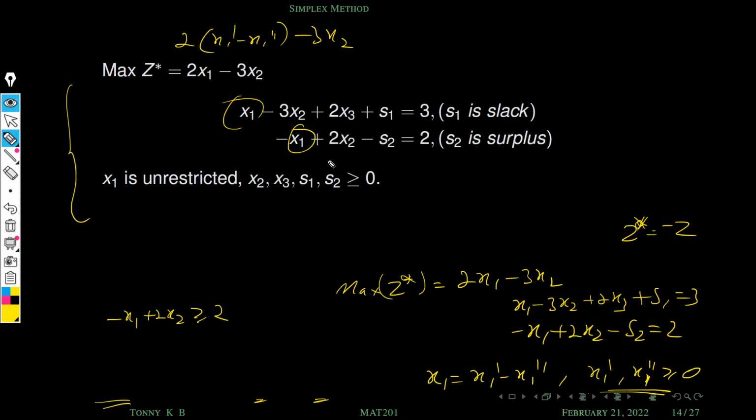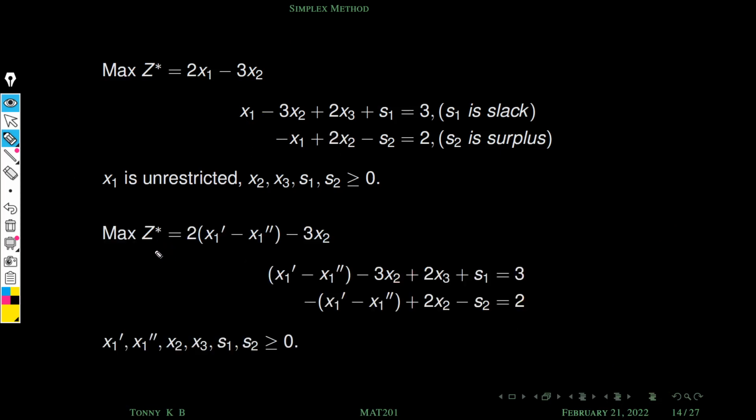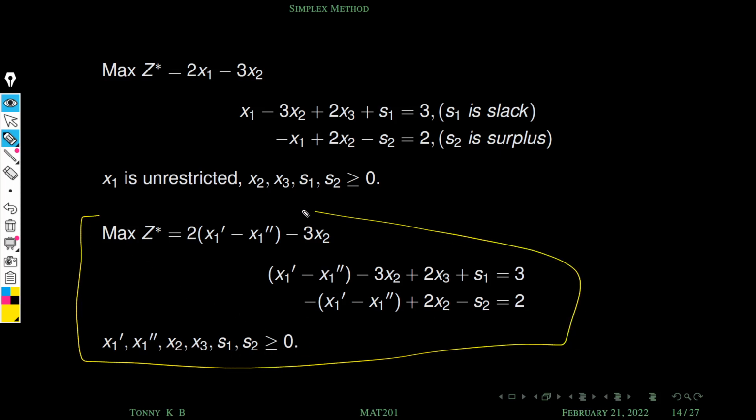So that is the standard form of LPP. So what is that? Standard form is maximization of z star, 2 into x1 dash minus x1 double dash minus 3x2, and this one, and x1 dash, x1 double dash, x2, x3, s1, s2 all are greater than or equal to 0. So this is the standard form of the given LPP.